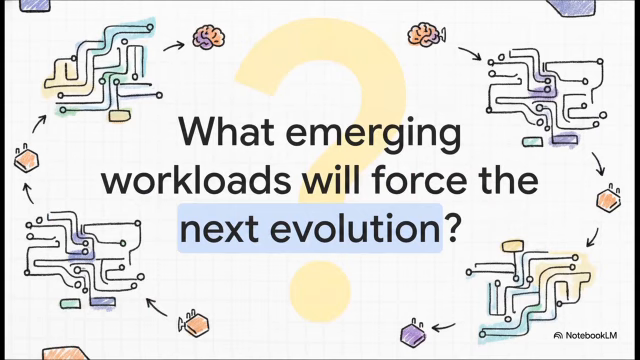So, we've successfully moved from those old hierarchical bottlenecks to these sleek, flat, software-defined meshes. But as we all know, the evolution never really stops. As AI and edge computing continue to distribute tasks even further, I'll leave you with this thought. What entirely new emerging workloads will force the next great evolution in network architecture? It's something to think about.